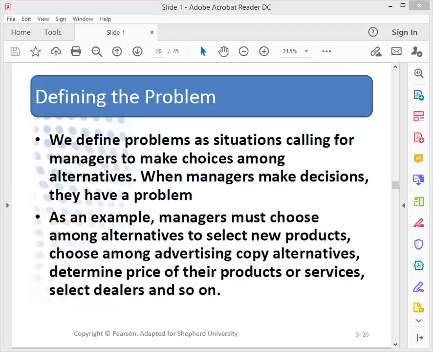So in defining the problem, managers must first determine what decisions they need to make. Secondly, they have to determine what information they need to make those decisions. Do they have adequate information to make a decision? And you shouldn't conduct marketing research just to know something, because it does take time and money. You need to do marketing research if you do not have adequate information to make a decision.